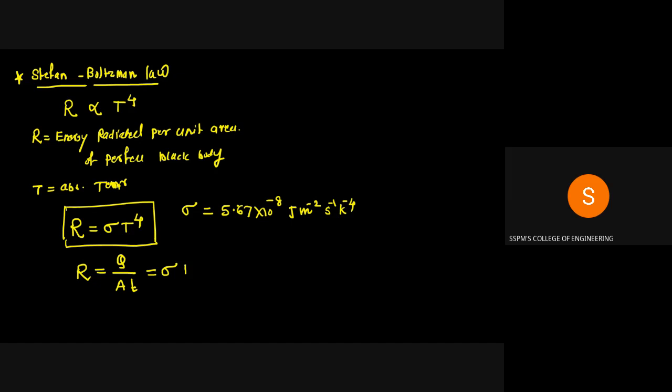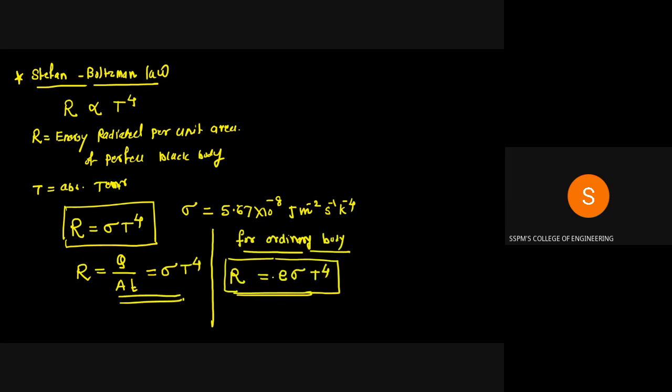So for an ordinary body or ordinary surface, the energy radiated R is equal to the emissivity of the surface E into sigma T raised to fourth. So this is the energy radiated for an ordinary surface, which is not perfectly black. E is the emissivity, sigma is the constant, and T raised to fourth is the absolute temperature.